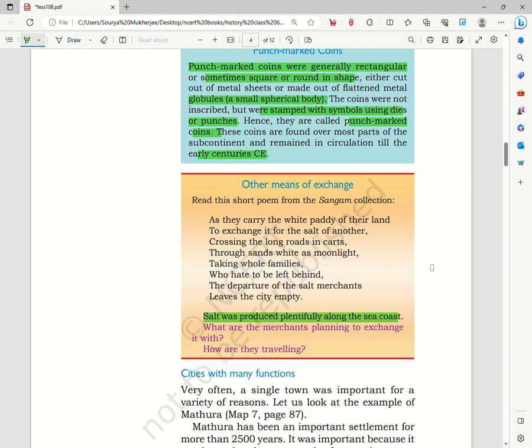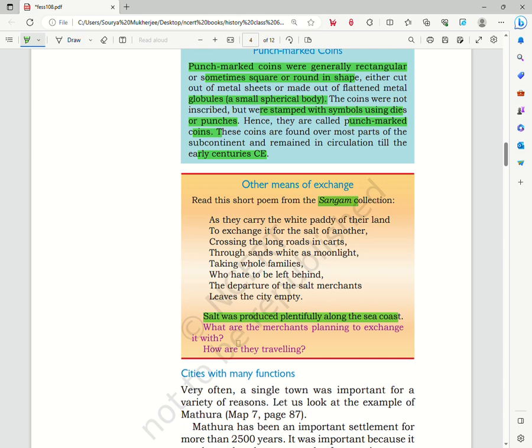So if we read this small story that is given here, it is a story from one of the Sangam literatures. It talks about the salt merchants and how they travel from one place to another to sell the salt. So we see that in the coastal areas. So if we look at the question that is given over here, what are the merchants planning to exchange it with?